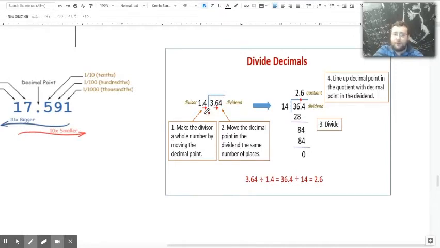Well, the first step is to turn the divisor into a whole number by moving the decimal point to the right. Now, in this case, it's a 1.4, so you have to move it once to turn into a 14. And since you did it once, you also do the same for the dividend. You move it just as many spaces as you moved the divisor. So since I moved it once, I'm going to move it once over here too, and it becomes 36.4. That's like saying that doing 3.64 divided by 1.4 is the same thing as doing 36.4 divided by 14.